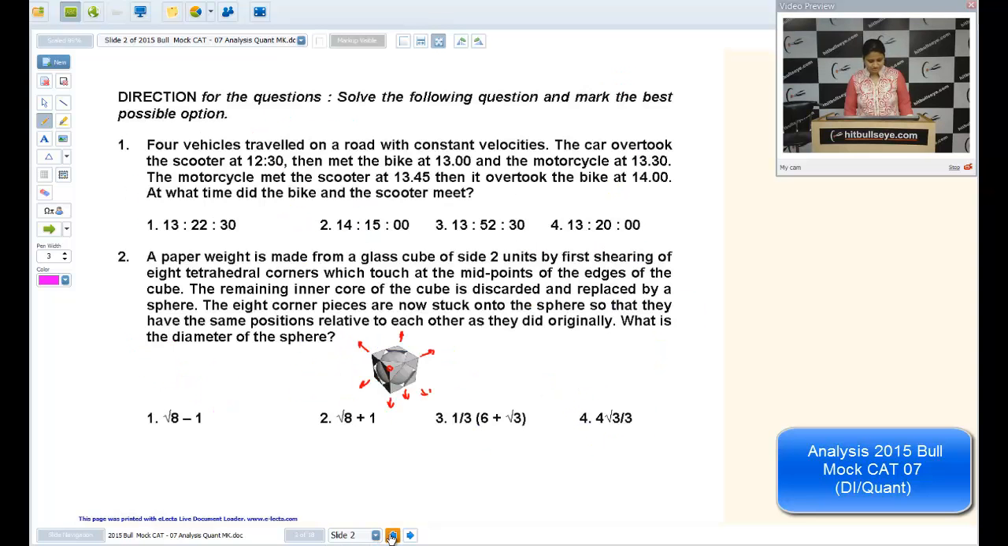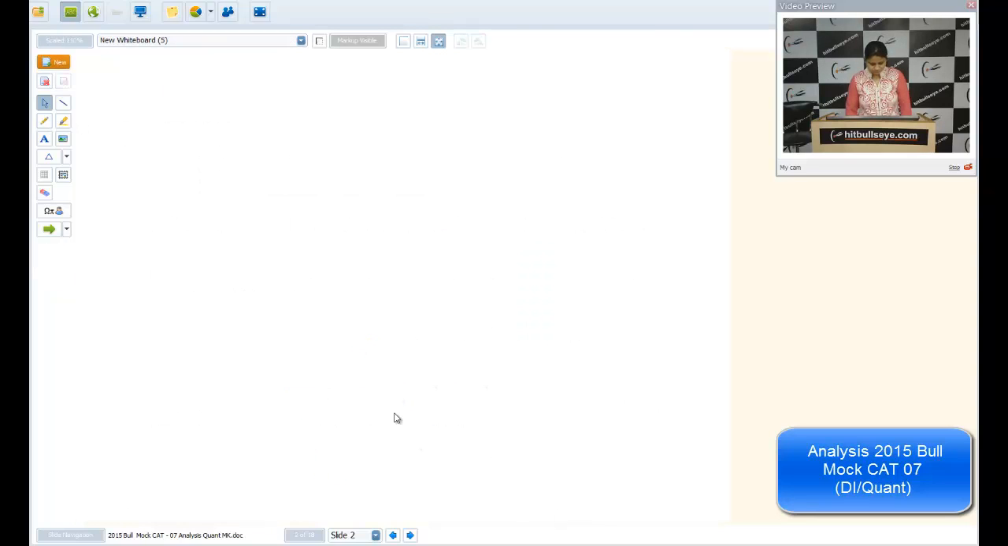Okay, let us move to the first question now. It was a difficult one. Please go through the statement. Okay, let us see. Now what is given here? It says there are 4 vehicles traveled on a road with constant velocities, that is speed. The car overtook the scooter at 12:30. So I'm taking their positions.